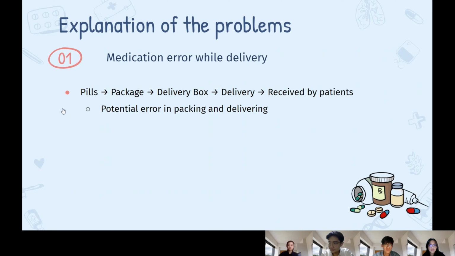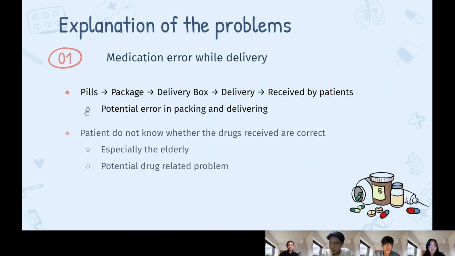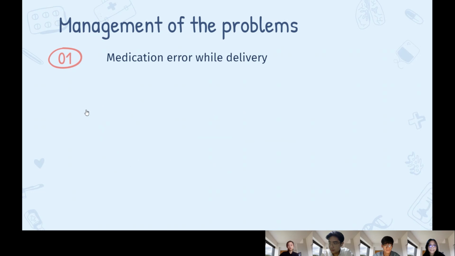Firstly, drugs are picked and packed in the hospital, then packed into the parcel and carried by the delivery company. Then the delivery man will deliver the drugs to the patient. During this whole process, there is a chance of the drug being wrongly picked or packed and sent to the wrong patient. This problem is magnified especially if the target audience is an elderly who lives alone or a visually impaired person who cannot see clearly. When they receive the drug package, they do not know whether the drug received is correct, and if they consume the wrong drug, it might cause drug-related problems.